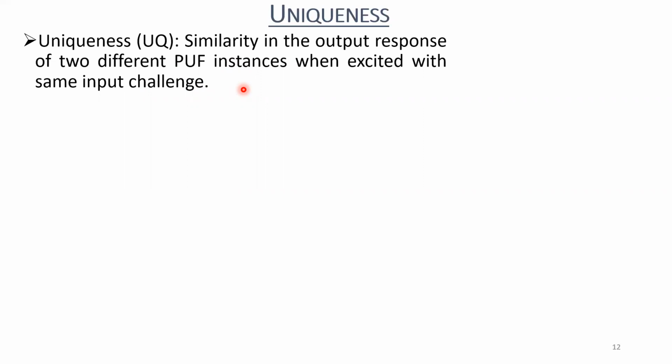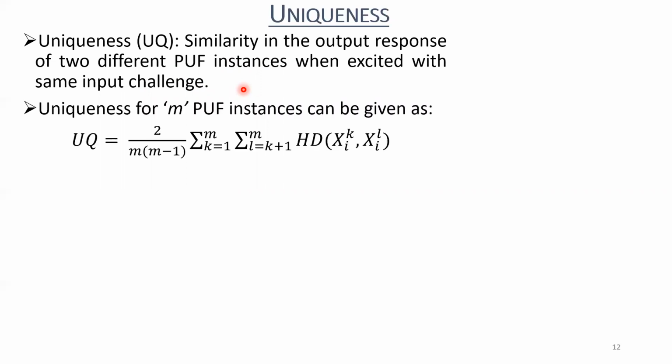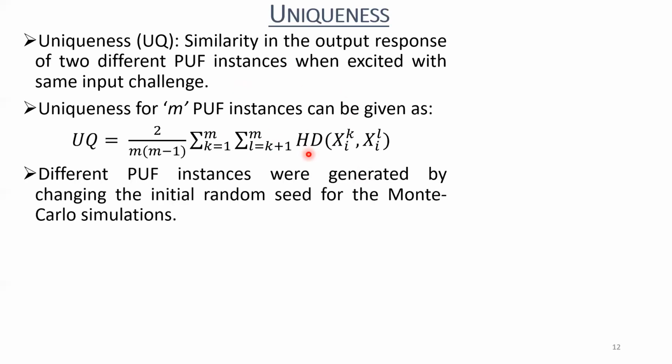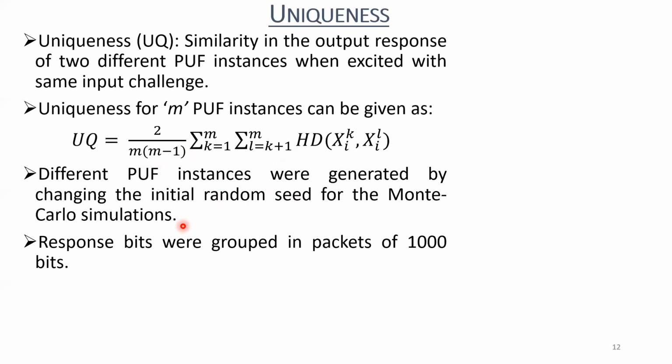Again, you will use the same concept of fractional Hamming distance, and it should be close to 50% to ensure that these two are entirely uncorrelated. So even for here, we'll use this fractional Hamming distance, which is calculated using this formula. For generating different PUF instances, I used different random seeds for Monte Carlo simulation. I won't get into the details, but this is how you can generate different PUF instances. And then I grouped them in packets of 1,000 bits so that my analysis was simpler.